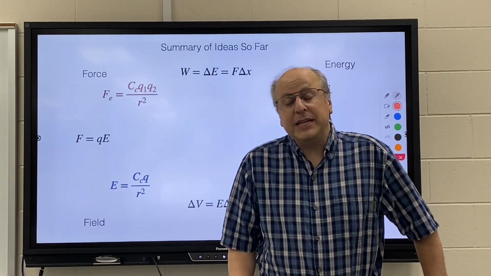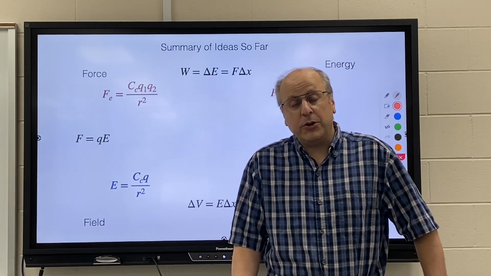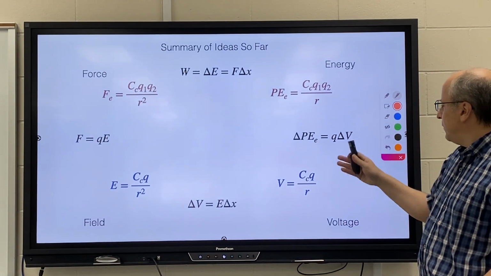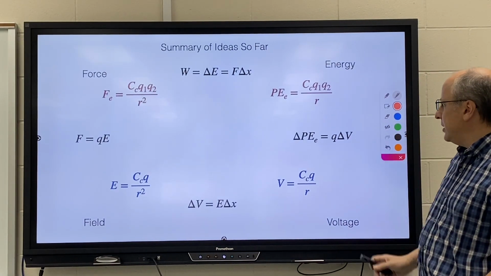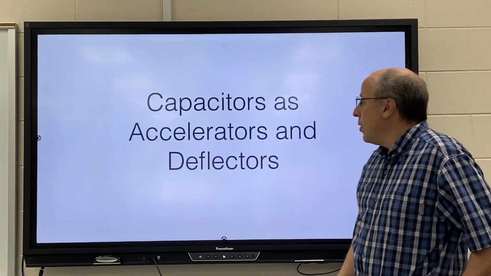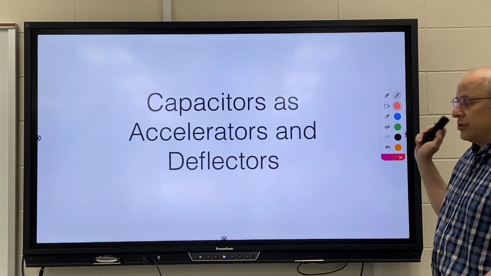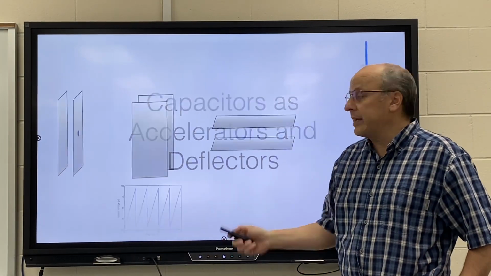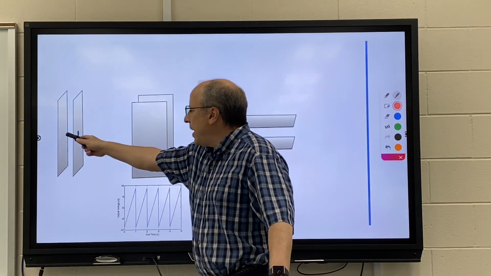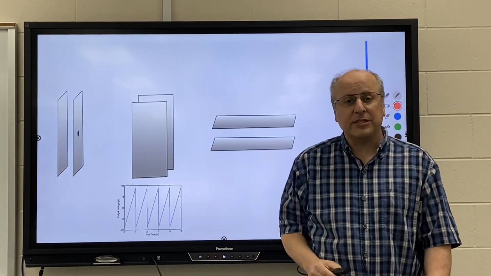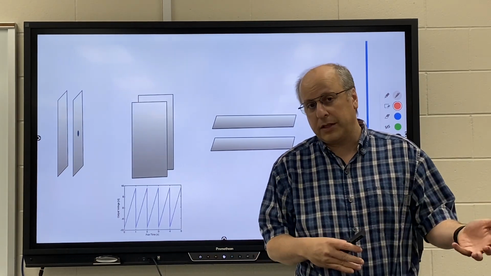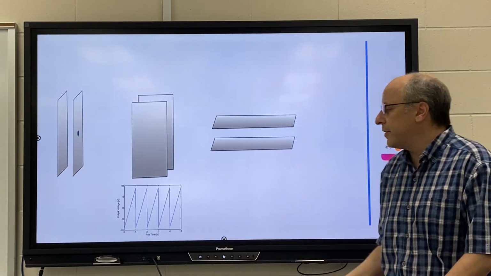Today we're going to have a big change of pace, but before we do, let's look at where we've been. We learned about forces, fields, voltages, and energies, and then the formulas that connected those ideas. We applied them to capacitors as accelerators and deflectors. We saw how in the oscilloscope we fired the electron with one capacitor and then we deflected it either horizontally or vertically or both with another set of capacitors.